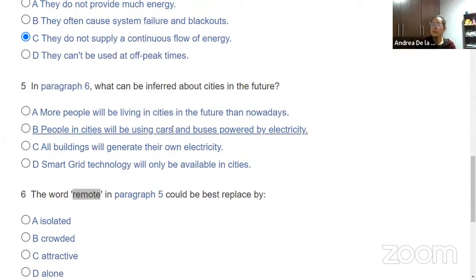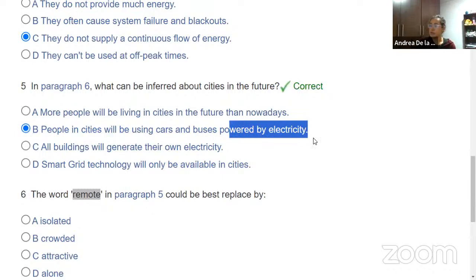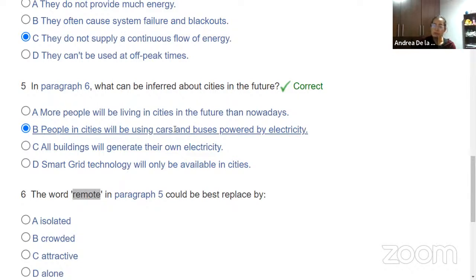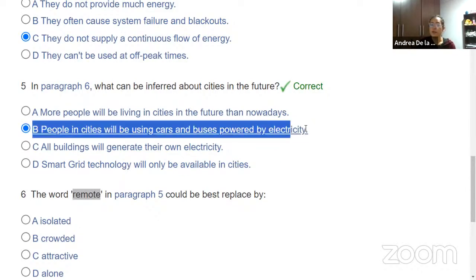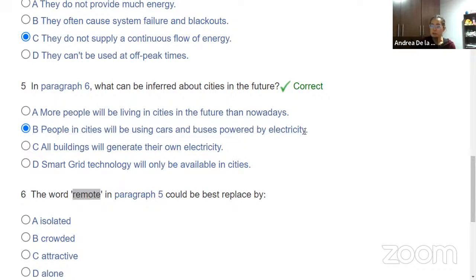Option B, people in cities will be using cars and buses powered by electricity. Yes, because they said that there will be an infrastructure for charging these cars, right? So if there's an infrastructure for charging vehicles, that must mean that there will be cars that are powered by electricity, or electrically powered vehicles. It's the same. So yes, we can totally infer that there will be cars and buses that work with electricity, because there will be an infrastructure for charging them. So there must be cars.